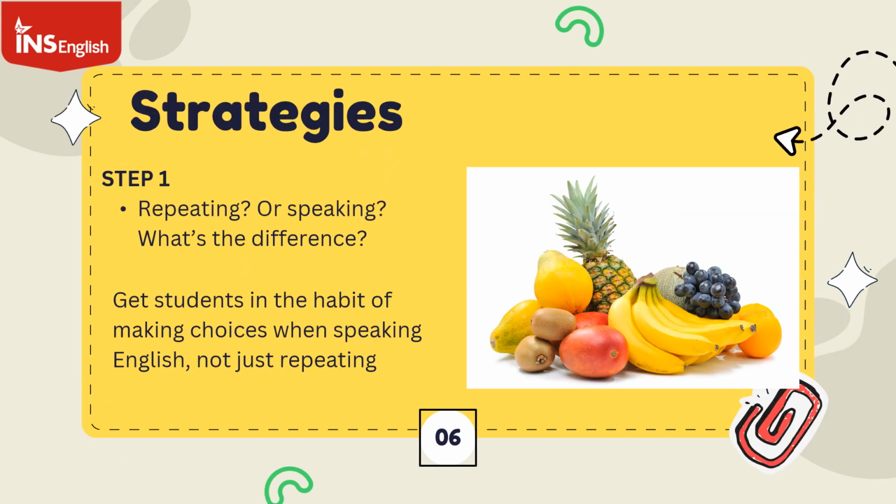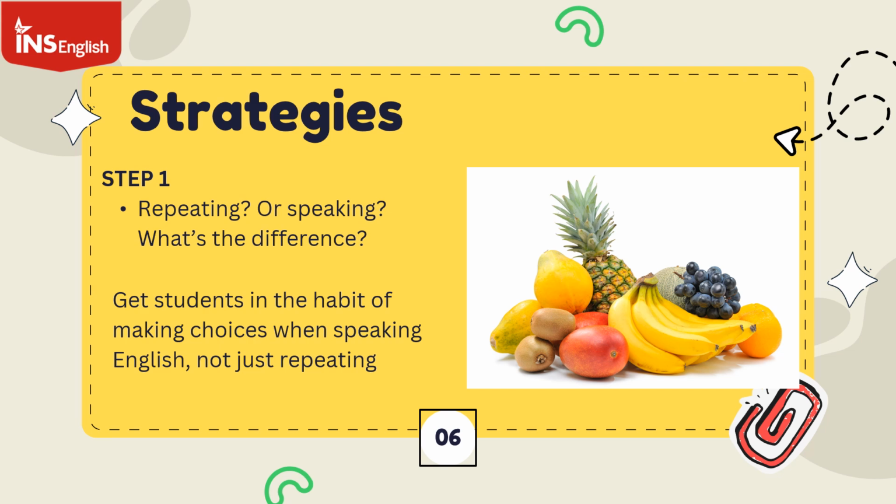So strategies: is it repeating or speaking? What is the difference? Well, it's a very big difference. Repeating means that all they are doing is looking at the teacher and repeating what the teacher says. Whereas speaking means that they are thinking, some thought processes are going on, and then their mouth is moving and language is coming out. So one of the key things that we need to do when we are helping students to become good presenters, good speakers in class, is to get students in the habits of making choices, not just repeating.